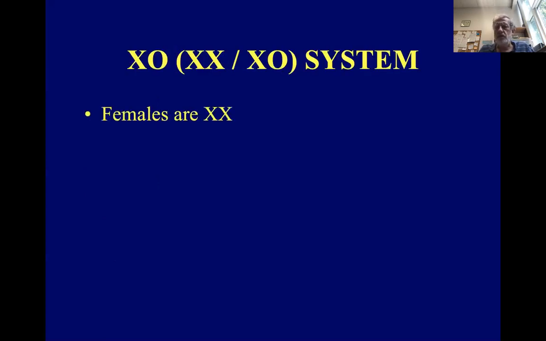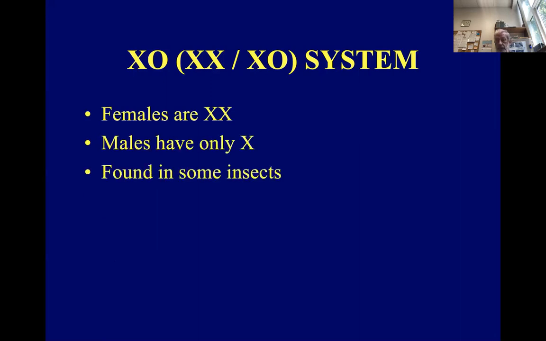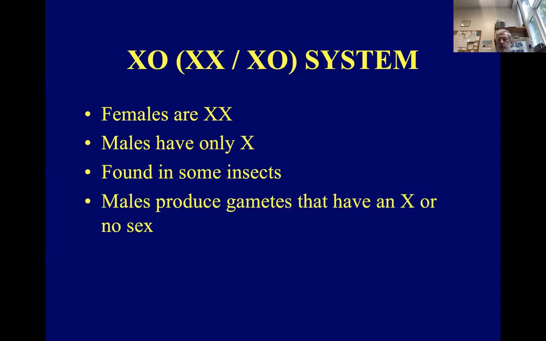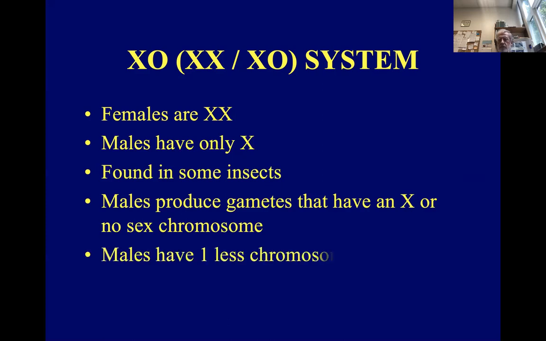The XX/XO system: females have 2 X chromosomes, or 2 sex chromosomes, where males only have 1. It's found in some insects. So males produce gametes with a sex chromosome or without a sex chromosome. Therefore, the males always have 1 less chromosome than the females. So if the female is 2n equals 20, the male is going to be 2n equals 19 because he only has a single sex chromosome.